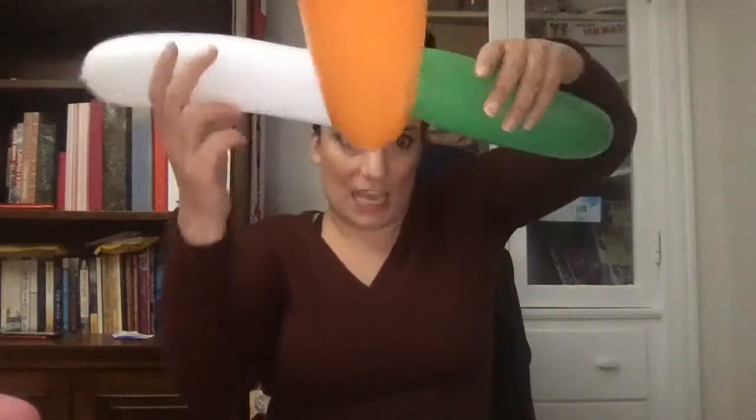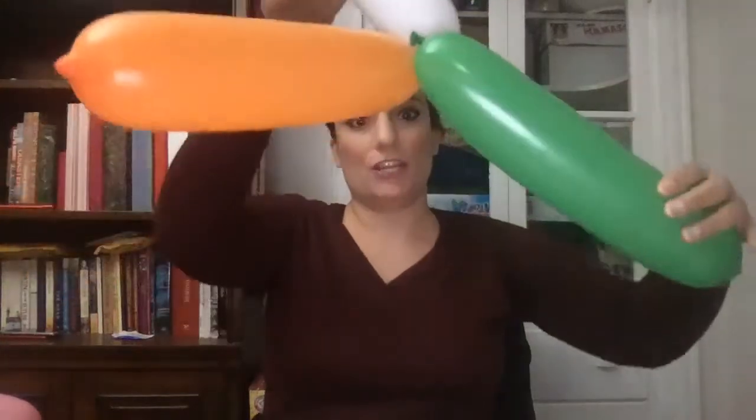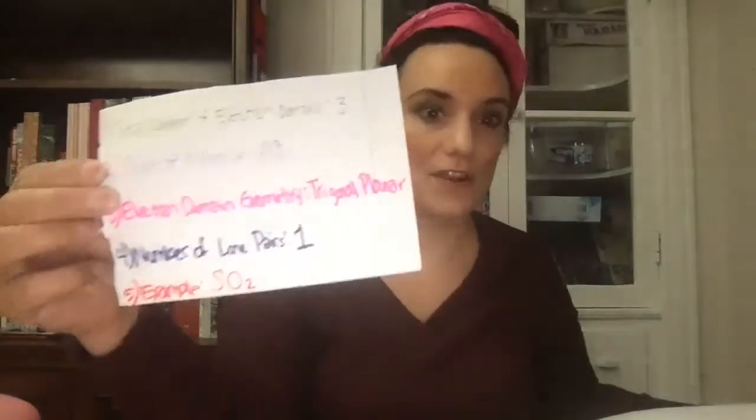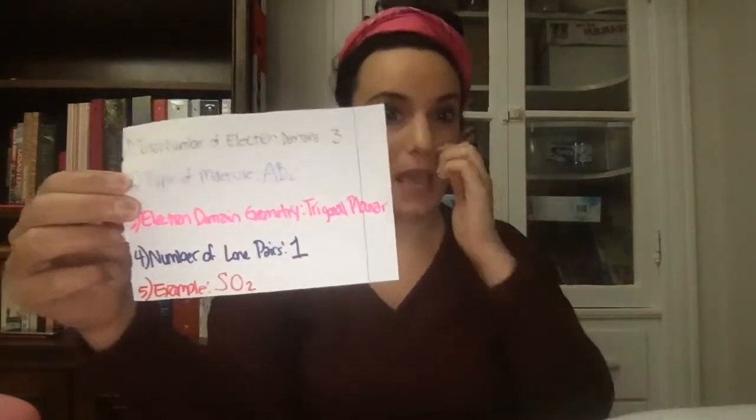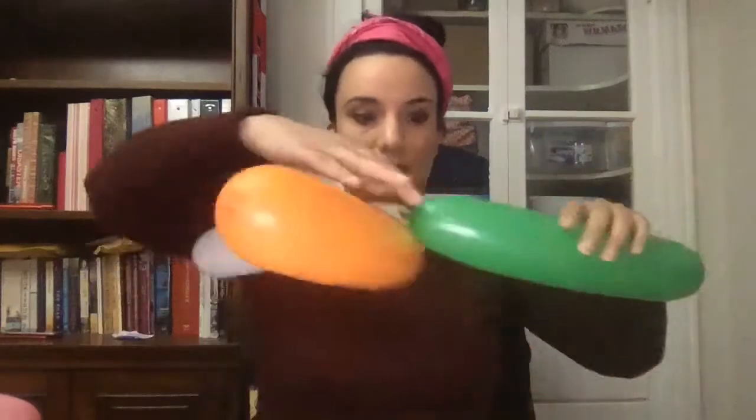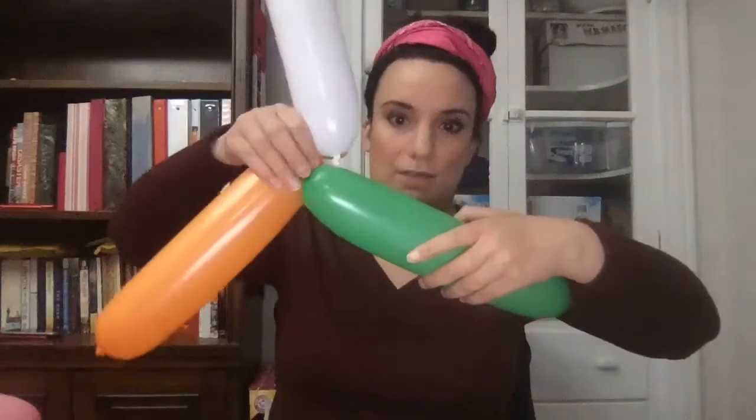So our first example right here is a trigonal planar. The balloon figure's electron domain geometry is trigonal planar. The total number of electron domains is 3. The type of molecule is AB2. The number of lone pairs is 1. And the placement of the lone pair would be right here in the middle where they're all connected. It has a molecular geometry that would be bent.